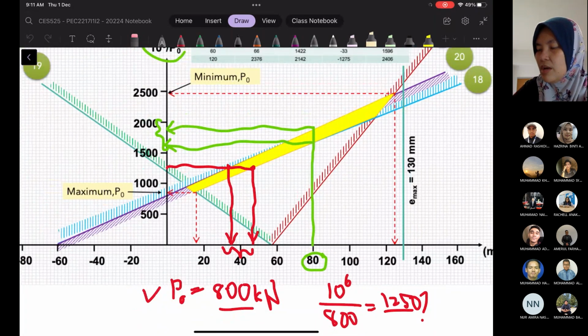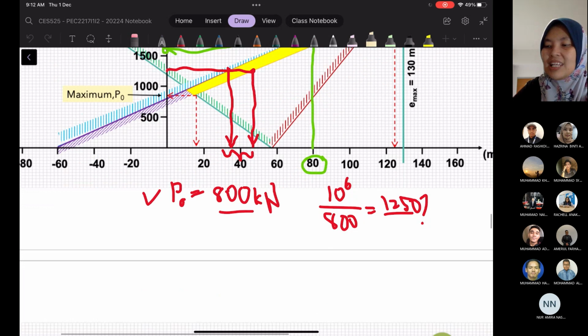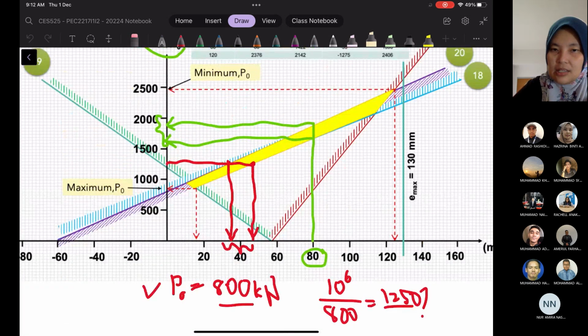So we have already looked into dia punya portions ni, right? And also from here, we have already determined the minimum P naught and also maximum P naught, right? So kita boleh dapatkan dia punya value of the P naught here, right? And also, we can determine the new value of the eccentricity from this Magnell diagram as well, right? So maksudnya boleh make adjustments lah, right? Then bila kita dah make adjustments, then we are going to redecide on the value of the eccentricity, right?